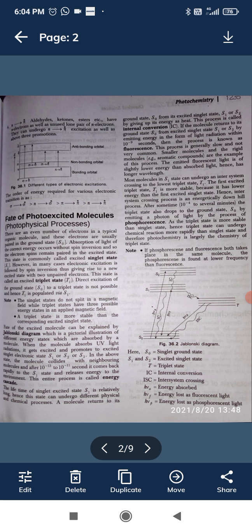And if the electron goes to S0 via T, that is the triplet state, by loss of some energy by emitting a photon, then this process is called phosphorescence. As the triplet state is lower than the first excited singlet state, it is more stable than a singlet state. Hence, the triplet state can undergo chemical reaction more rapidly than the singlet state, and therefore photochemistry is largely the chemistry of the triplet state.